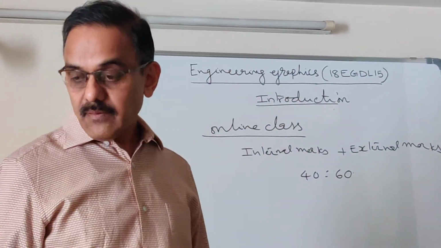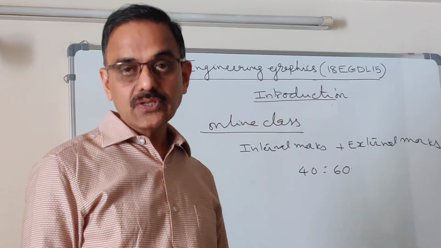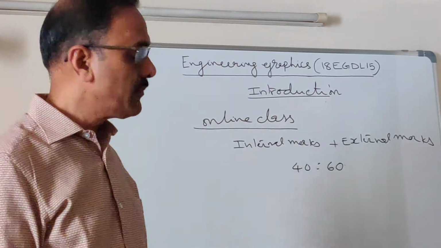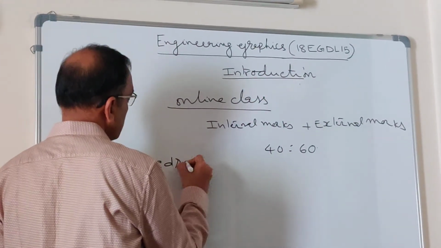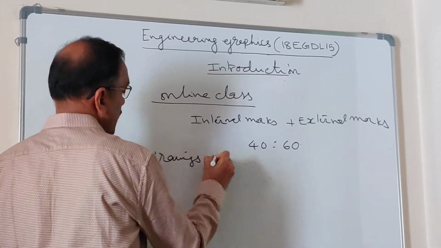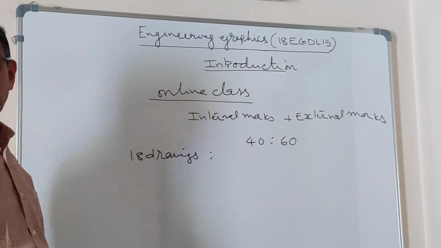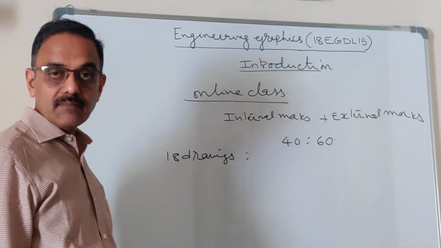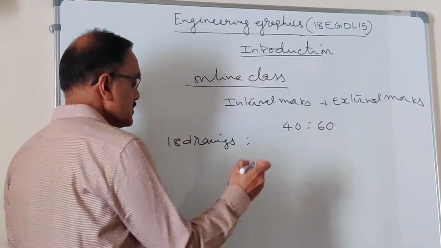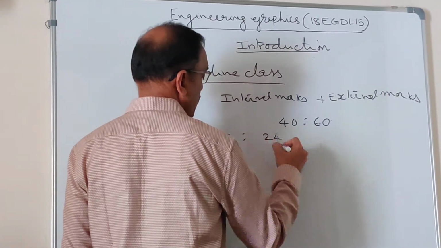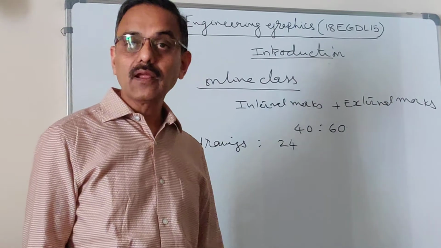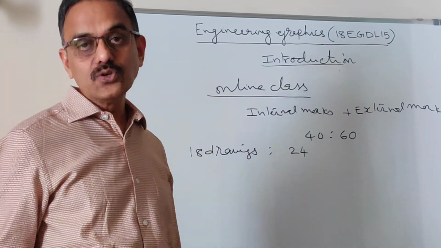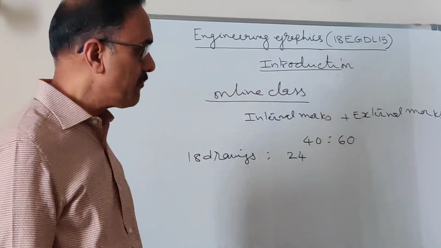As I told you already, you are going to make 18 drawings during the regular classes. As I mentioned already, each drawing will be evaluated for a maximum of 10 marks, and all these marks will be reduced to 24. If you make 18 drawings, 18 into 10, 180 marks will be reduced to 24.